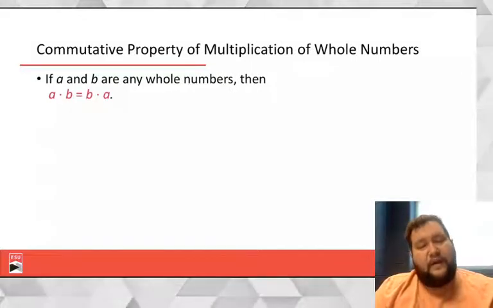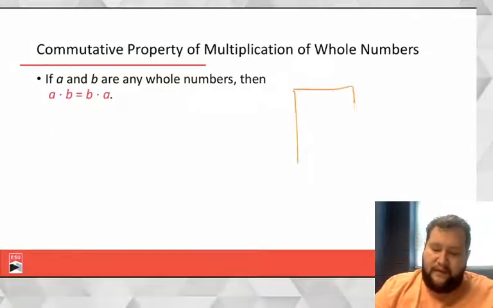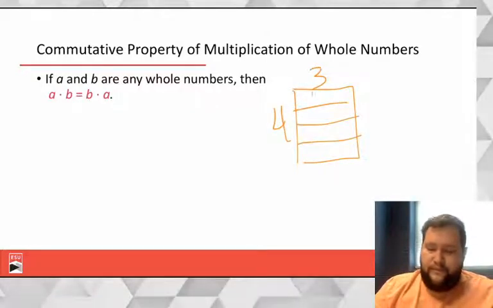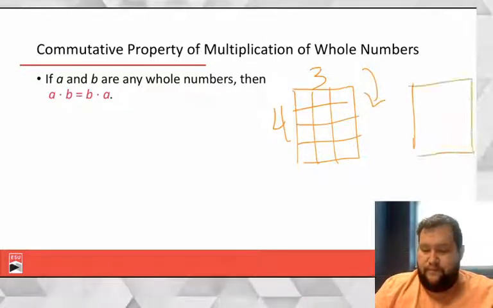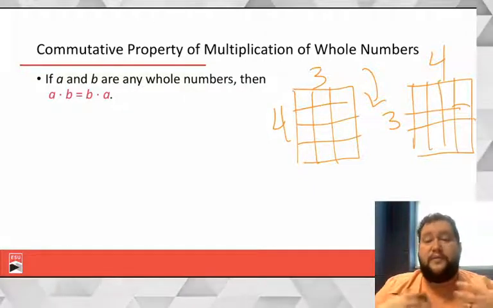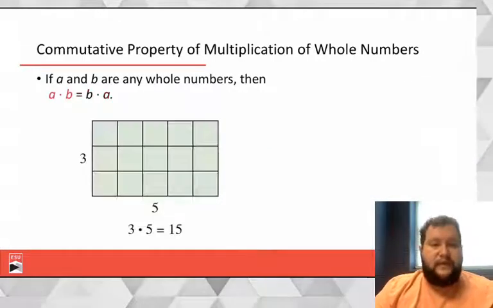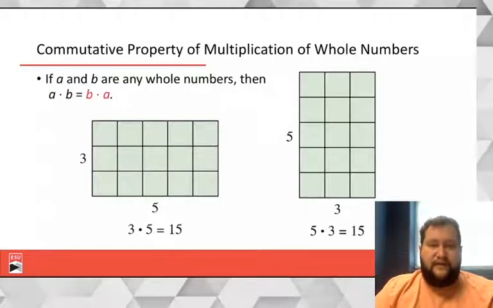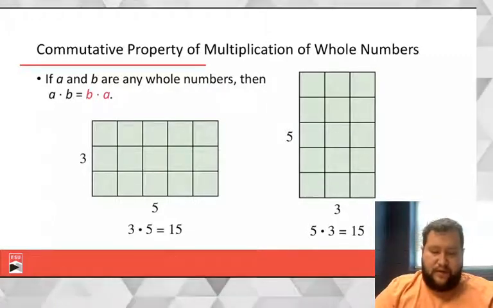If a and b are any whole numbers, then we can multiply in any order. Remember, this is where we could start to see that if we think of 4 times 3 and just rotate it and look at it that way, the same number of squares are there, so they must be equal. Here's my 3 times 5 and 5 times 3. The number of squares doesn't change, so we can multiply in either order.